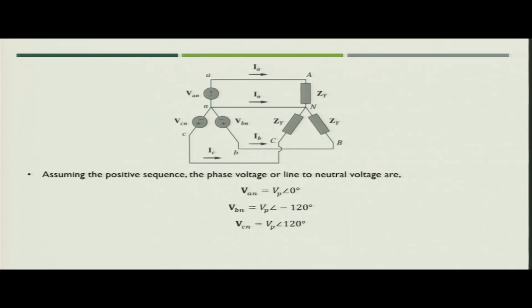Now, let us see the values of the voltage sources. Since we have assumed the positive sequence, the phase voltage, or we also say the line to neutral voltage, can be given as VAN equals VP angle 0. It is an RMS value. VBN is VP angle minus 120 degrees. VCN is VP angle 120 degrees. So, this is what you have got as the relationship of the voltages for the positive sequence phase combination.